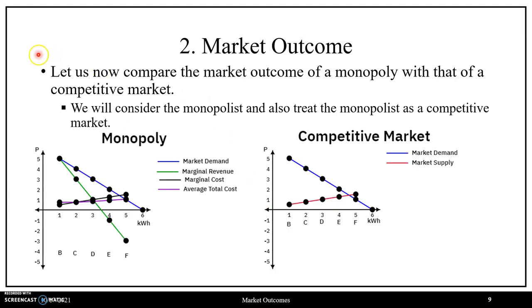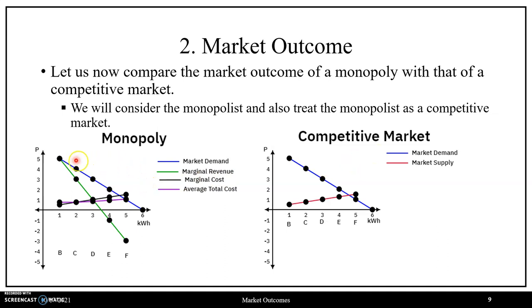So then, with our profit calculations considered, let us now compare market outcomes for monopoly with that of a competitive market, where we will consider the monopolist as well as treat the monopolist as a competitive market. Where on the left-hand side, we have our monopoly, and on the right-hand side, we have our competitive market.